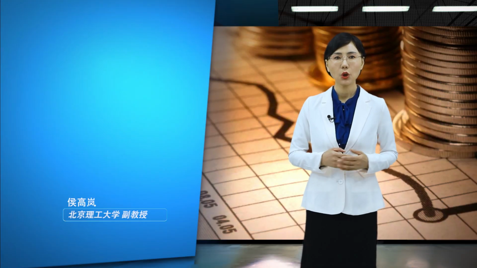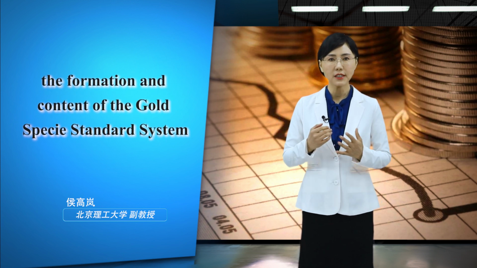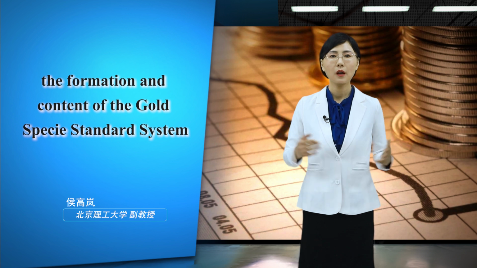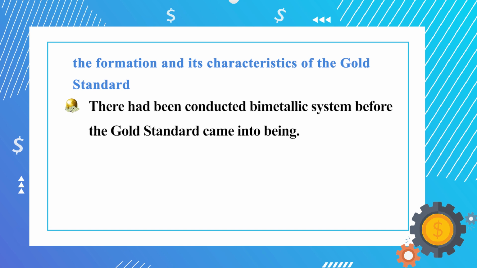In this part, we'll study the formation and content of the gold specie standard system. Firstly, let's learn the formation and its characteristics of the gold standard. The gold standard was a monetary system with gold as the standard. Gold was the basis of the system. There had been a bimetallic system before the gold standard came into being.